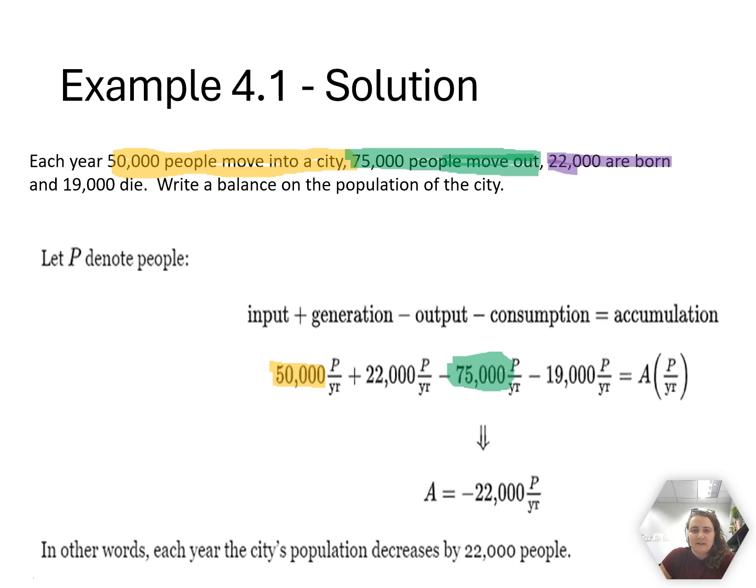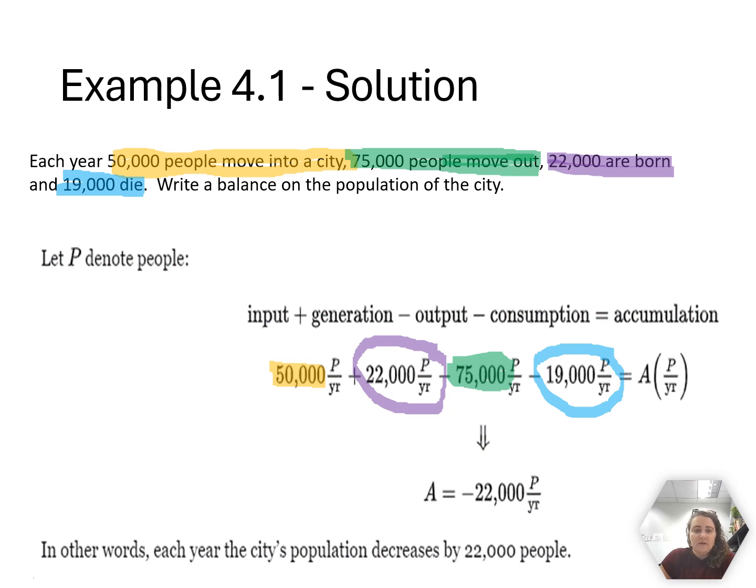All right, we know 22,000 are born. This purple is not the best color, so I'm going to circle it down below. If 22,000 people are born, that is the generation. It's adding to the system. Remember, it's positive. And then lastly, 19,000 die. So that is, quote unquote, consumption in the system, right? Because it's a negative value.